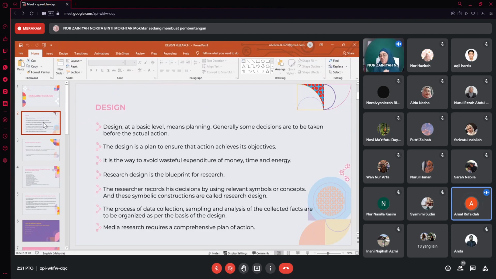Yes, madam. Okay, good. So, what is research design? I'm going to let you read the rest. The other one is that the researcher records his decision by using relevant symbols and concepts. So these are the things that we're going to be familiar with. What are the symbols? What are the concepts? What are the words that are relevant and represent symbols? What are the expressions that represent concepts? So this is basically picking it out and putting it into place.